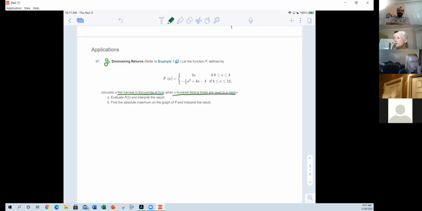Okay, so before we get started here, what is the 2x going to look like? If it's y equals 2x, that's just going to be a line that goes up, right? And what is this guy going to look like? I'd say a parabola. It's quadratic, right? Because it's got that square. And which way would it be pointing? It's going to point down.